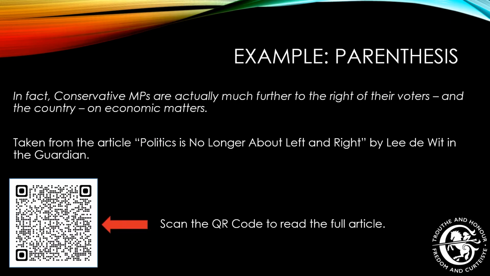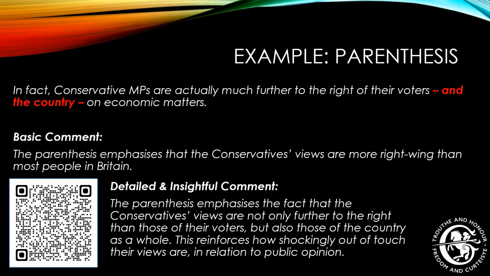So here's another example of parenthesis, and once again, if you want, you can scan the QR code there if you want to read the full article. This is an article about politics and the left wing and the right wing from The Guardian. So the sentence reads, "In fact, Conservative MPs are actually much further to the right of their voters – and the country – on economic matters." So there we can see the parenthetical aside, "and the country", in between those dashes.